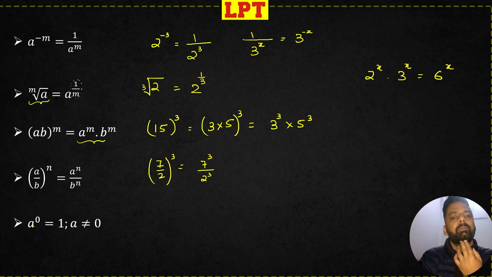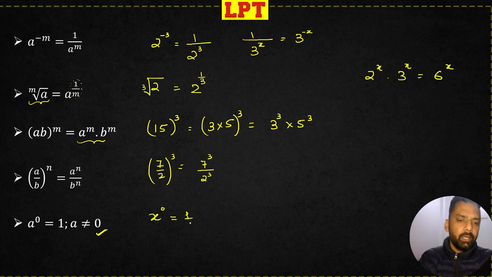Then any number raised to power 0 is always 1, and there is a condition that a should not be equal to 0. Just follow the condition, a should not be equal to 0. Apart from that, any number raised to power 0, you can directly write as 1. Or if somewhere 1 is written, you can write 1 in this form, in whichever form we require, we can simply write it in that form.